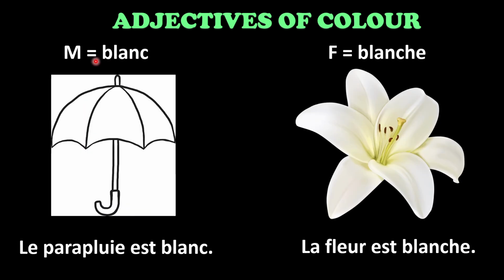The next color is white. Masculine for it is blanc. Blanc. Okay, this is the origin of the English word blank. Okay, blanc is white, and for the feminine you don't have to add an E only, you also have to add an H. Okay, so blanc and blanche, blanc and blanche. So when talking about something masculine like an umbrella, le parapluie, okay, you'll have to say le parapluie est blanc. Use the masculine form, talking about a masculine thing. Talking about something feminine like a flower, okay, la fleur, you'll have to give it the feminine form of the adjective, which is blanche. So le parapluie est blanc, but la fleur est blanche.